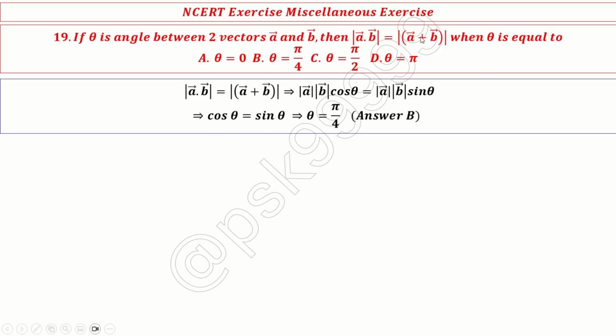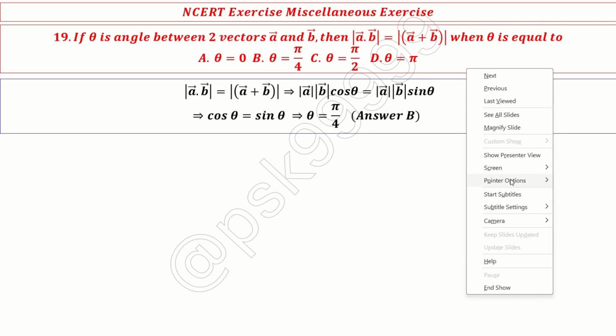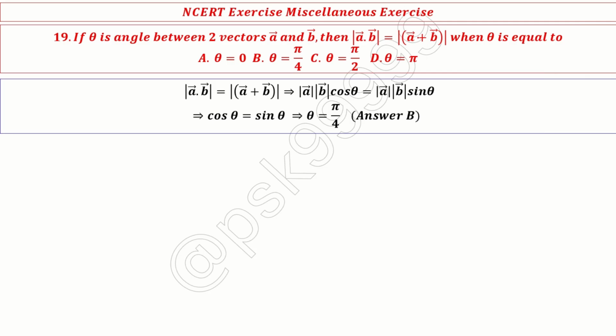Sorry, this is not plus. This is cross actually. So many mistakes this time. This is cross. Okay, so the cross product magnitude is nothing but magnitude of a into magnitude of b into sin theta. So which means sin theta equal to cos theta. This is possible from these options only at pi by 4.